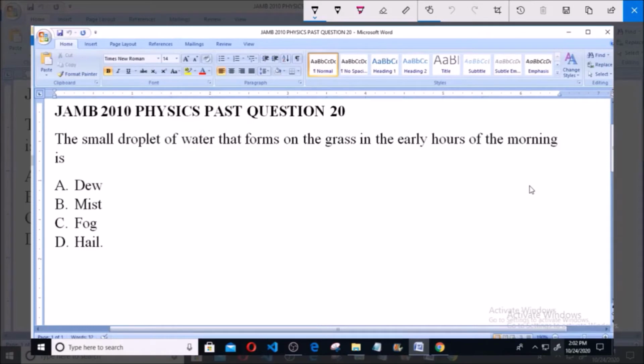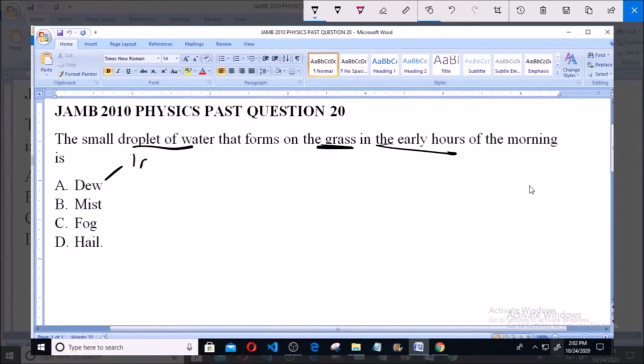Hello and welcome. I will be answering Jamb 2010 Physics Past Question 20. The small droplets of water that form on the grass in the early hours of the morning is A, dew, B, mist, C, fog, D, hail. So there's a phenomenon that occurs in the early hours of the morning where you find water droplets on the grass, and we are asked what it is called. Let's look at the definition of each of the options to see which one fits the description given in the question. Now option A says dew.